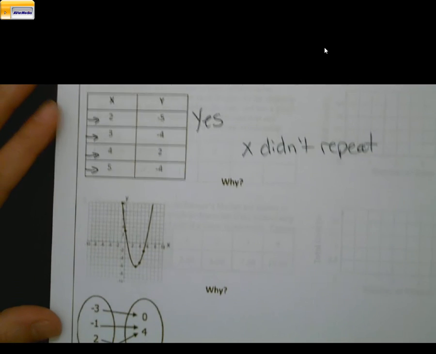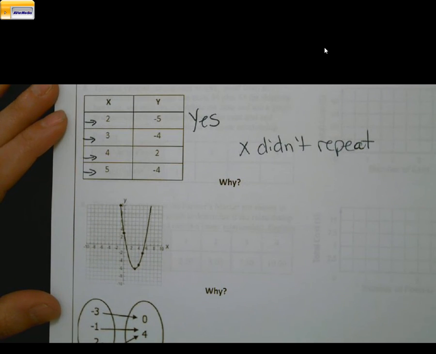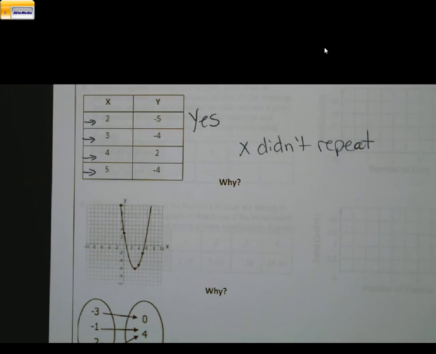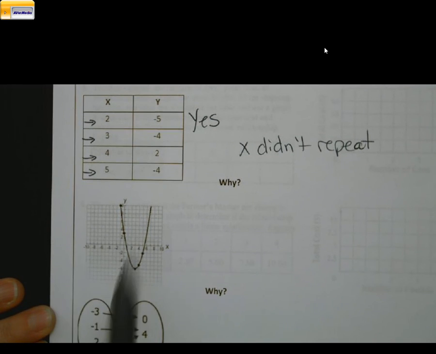All right, let's look at a graph. This one's kind of fun. Basically, what I'm going to do on a graph is I'm going to do what's called a vertical line test. I'm going to drag something vertically across my graph, and as long as it only touches that line or that curve or that arc or whatever it happens to be in one place at a time, that tells me that the x values did not repeat.